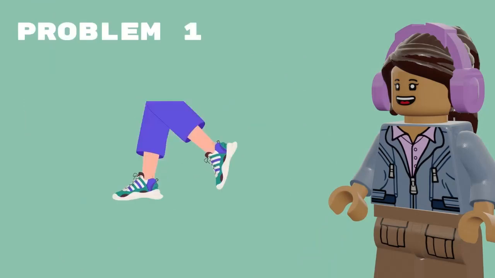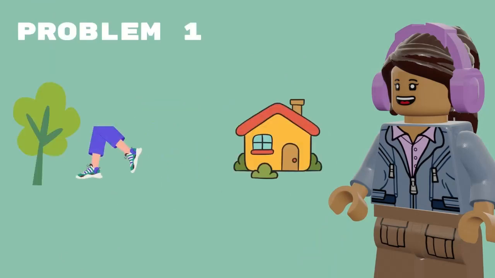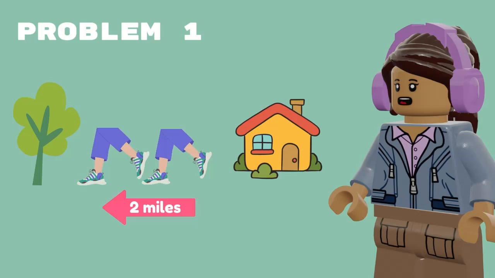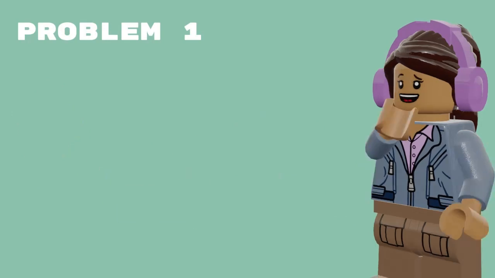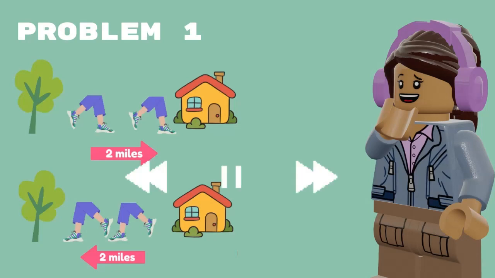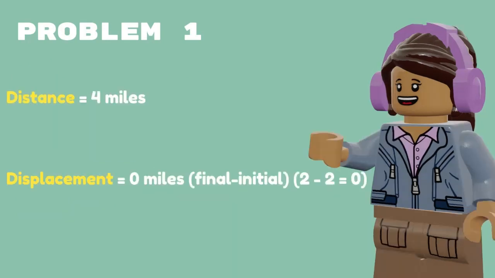I promise. Sarah goes for a walk from her house to the park and back. She walks 2 miles to reach the park and then walks 2 miles back to reach her home. What is her distance and displacement? Her distance is 4 miles, and her displacement is 0 miles, as her starting point is home. So when she travels back home, she is 0 miles away from home.